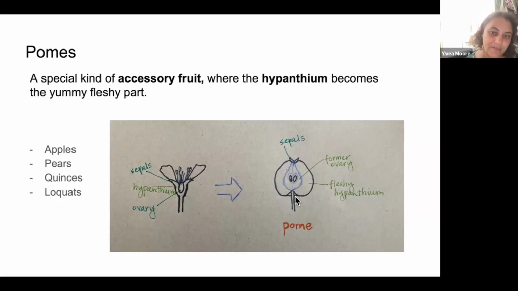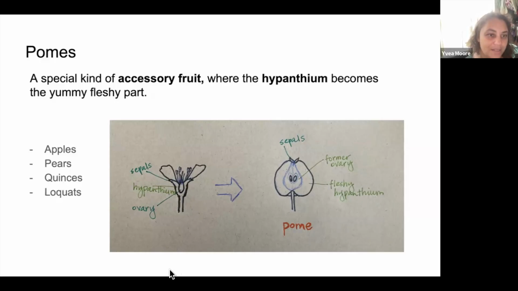The stem comes this way. So the apple has to be drawn upside down, even though it eventually will hang. We've got our sepals up here. They wither away into this. So all of this down here in between the stem and the sepals, this is what swells out and creates the fruit. That becomes this. And so that cup, that fleshy cup, the hypanthium becomes the part that we eat. So that's what happens with a pome.